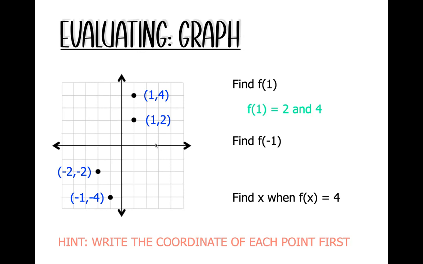F of negative 1, if we look in that third quadrant, we can see that negative 1 is paired with negative 4. And we want to find x when f of x equals 4. So again, f of x replaces y. So we're looking for a coordinate that has 4 in the y position. And we can see that when y is 4, then x is equal to 1.